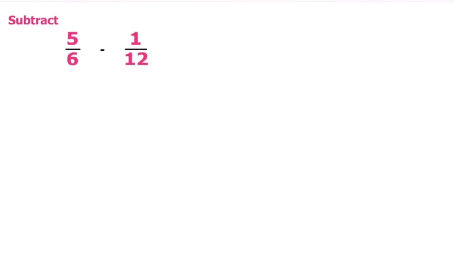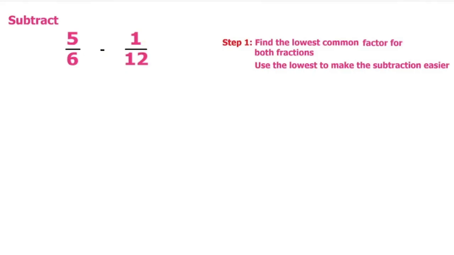In this lesson, we're going to learn about subtracting fractions with unlike denominators. So if we have a problem like this that says subtract 5 over 6 minus 1 over 12, so 5/6 minus 1/12. So let's go through this step by step.